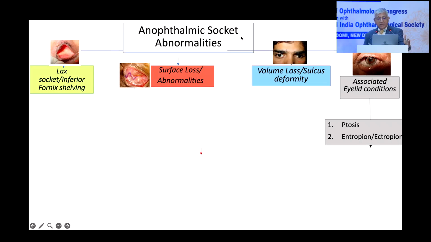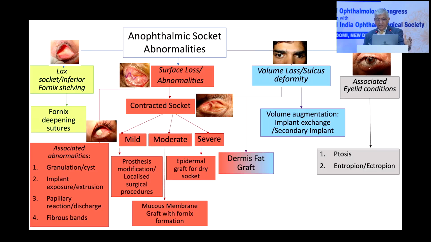When we talk about the abnormalities, we broadly talk about these four groups. There may be a lag socket, or what we call an inferior fornix shelving. There may be surface abnormalities where the mucosa is not as healthy as we would have liked it to be, or a volume loss rather than surface loss, or associated eyelid conditions such as drooping, entropion or ectropion, and you can further elaborate on all these and make an algorithmic plan as you go along. We will look at them one by one.